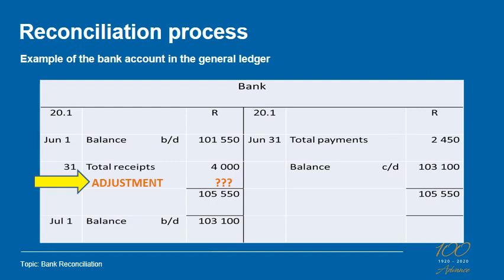That net effect must then be posted to the bank account in the general ledger. In the general ledger, we will start off with the opening balance, the total receipts, and the total payments, and then we also need to remember to put in that adjustment, that net effect, which you have just recorded in the general journal. And then determine the closing balance of your bank account.